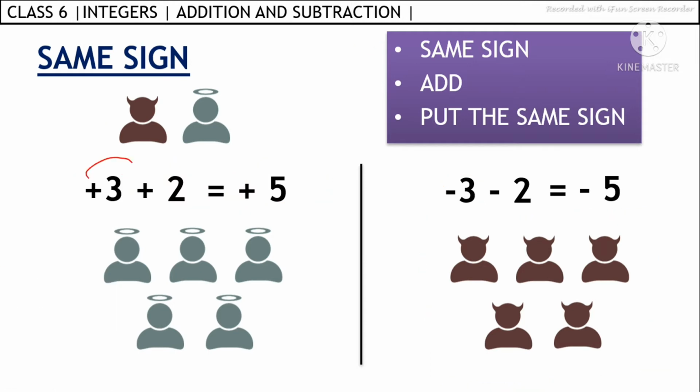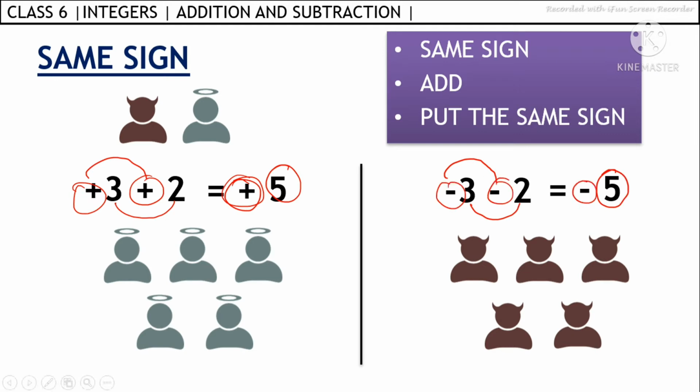Integers are of same sign. Yes, we have added the value 3 plus 2, we got 5, and then we have put the same sign because all are positive. So the answer is also positive. The same way here, you can say integers of same sign. We have added 3 and 2, we have got 5, and put the same sign. Same sign is negative. So you can see here easily: same sign, add, put the same sign.